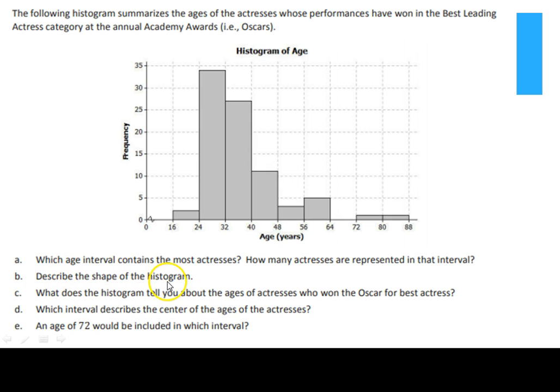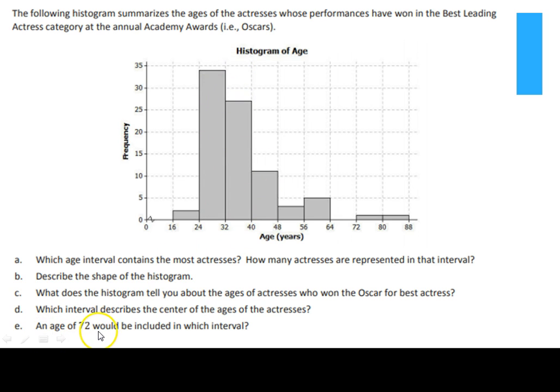B. Describe the shape of the histogram. I'd say it's a little bit uneven, not symmetrical. C. What does the histogram tell you about the ages of actresses who won the Oscar for Best Actress? Based on the data available to us, we can clearly see that a majority of the actresses that won in this category are between the ages of 24 and 40 or 24 and 48. D. Which interval describes the center of the ages of the actresses? I would likely assume that it's anywhere between the 24 to 40 age group.